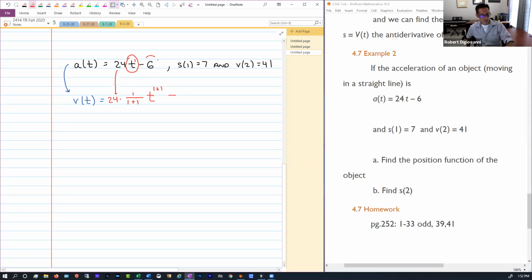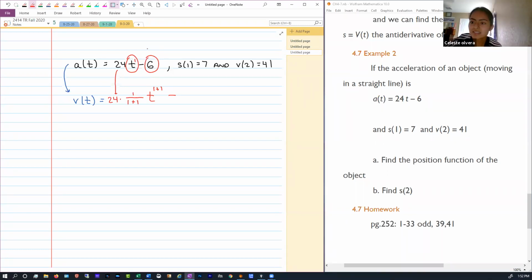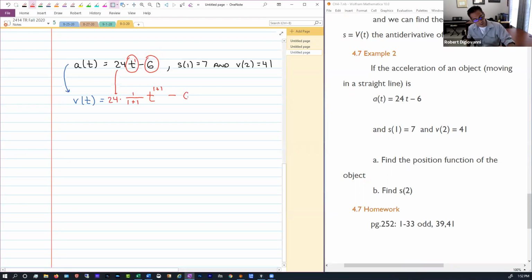Now, what's the antiderivative of 6? So what do you take the derivative of to get just 6? It will be like a 6x or something like that. Yeah, 6x, but in this case, it'd be 6t because our variable's t. Plus c. Agreed? Yes. Okay, so let me clean this up.